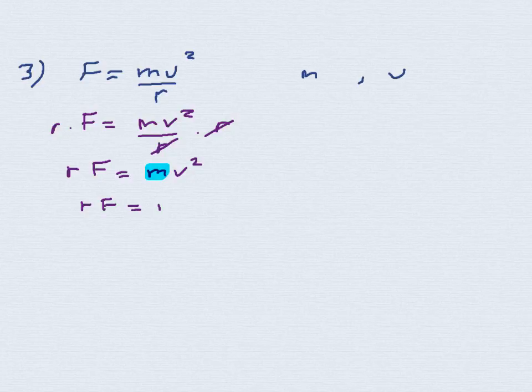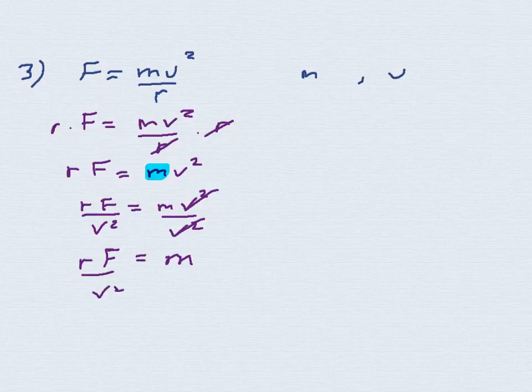So I rewrite it, it's divided on the right by v squared. The v squared will cancel as long as you do the same thing to the left. The equation hasn't changed. So m is going to equal r times F divided by v squared.